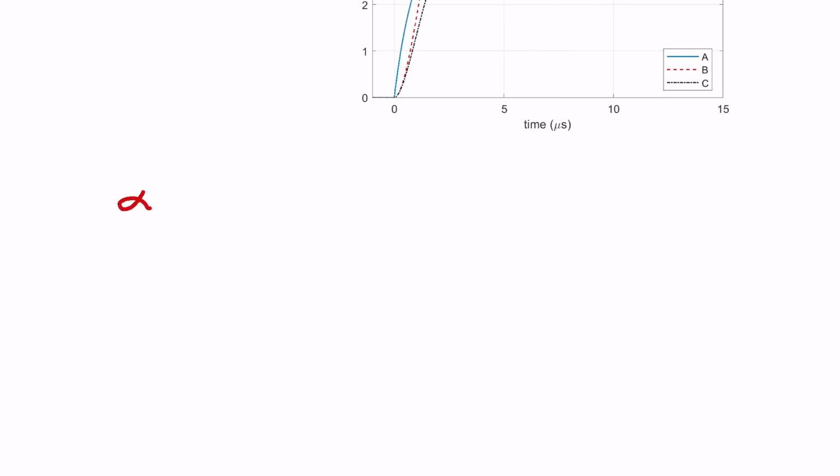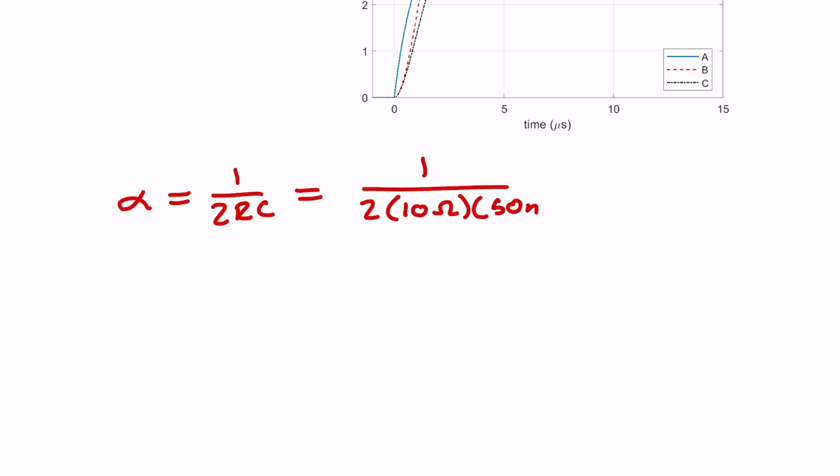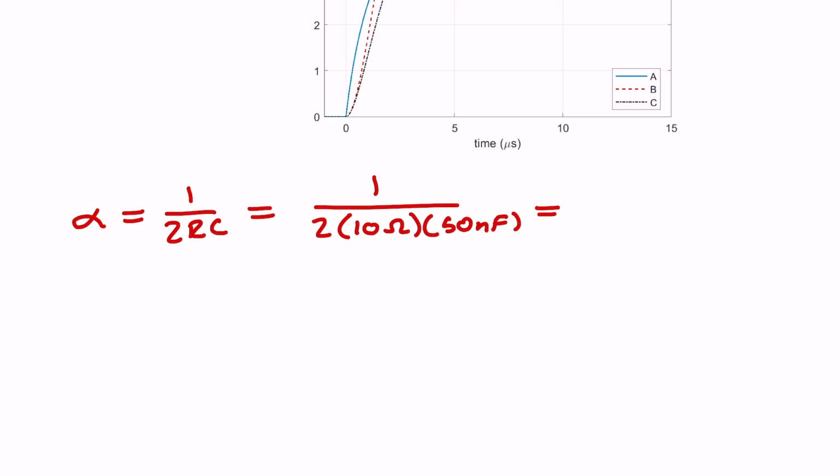All right, so we got alpha is equal to 1 over 2RC, which is equal to 1 over 2 times our resistance, which is 10 ohms, and our capacitance, which is 50 nanofarads. You can plug it into a calculator, you'll get 1 times 10 to the 6th, I believe, yeah.